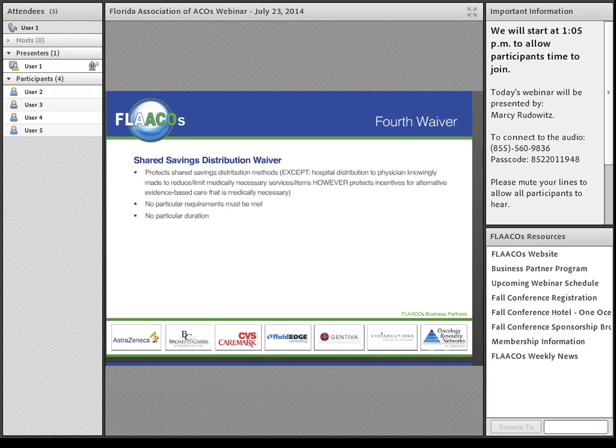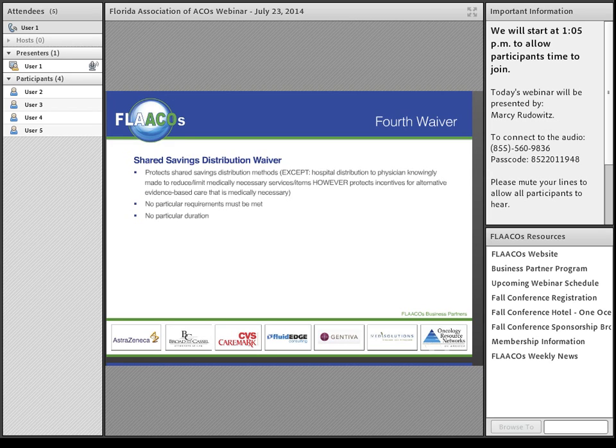Our fourth waiver is a shared savings distribution waiver. For those of you that are only participating on the audio portion, I'm going to provide a little information about what's on the screen and then some other information. I don't want you to miss out on this. This protects shared savings distribution methods, necessary service items that protect incentives for all evidence-based care that is medically necessary. Okay, the duration is not defined like in the past waivers. The particular requirements don't always have to be met. And there are a lot of details where we can go back and forth on specific information.